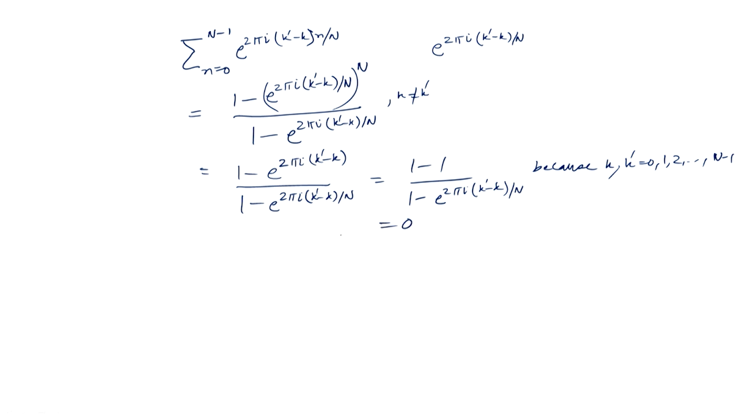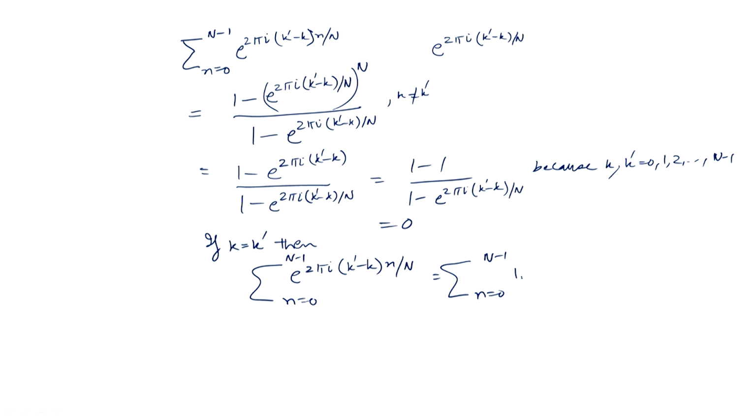So, when k is not equal to k dash, the sum of the series is 0, and if k is equal to k dash, then we have sigma n equal to 0 to n minus 1 of e to the power 2 pi i (k dash minus k) into n divided by n, which equals the summation n equal to 0 to n minus 1 of 1. Okay. So, 1 will be summed n times, and therefore, this is equal to n. Okay. So, when k is not equal to k dash, the value is 0, when k is equal to k dash, the value is n.